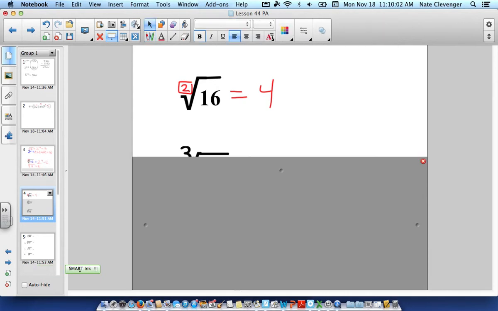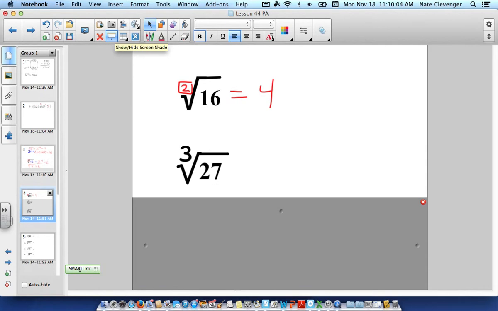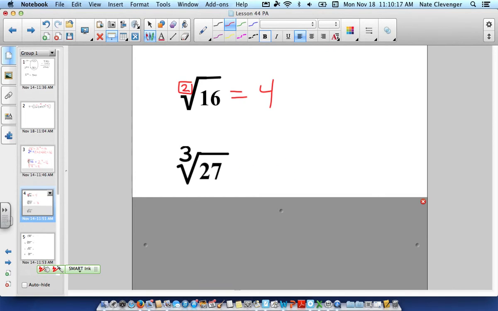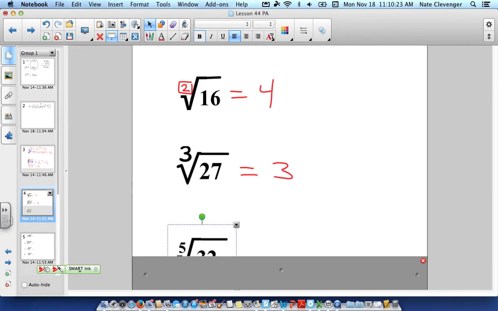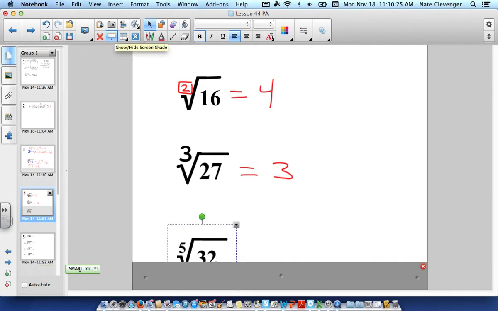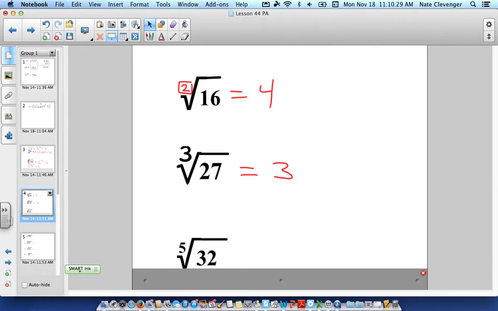Now this next one, we have a 3 in the index spot. So we're looking for what number times itself 3 times gives you 27. Okay, Raven, what do you get on this one? 3. Let's just double check that. 3 times 3 is 9, times 3 is 27. Ryan, you get this one. The 5th root of 32. What number times itself 5 times gives you 32?